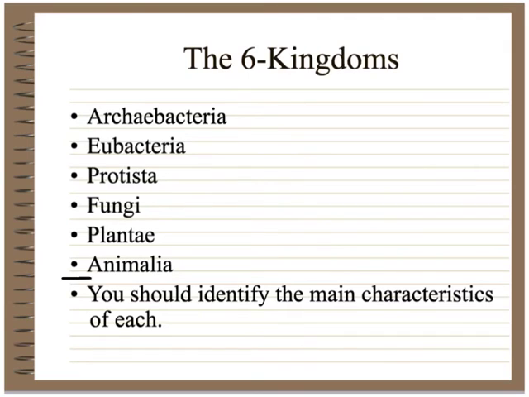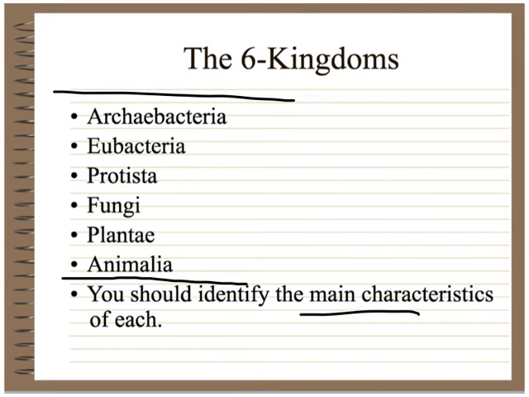Just really quickly, these are the 6 kingdoms. In the next unit, we're going to look at all 6 of these kingdoms, but what you need to do for now is maybe make some flashcards of these and know the difference between them, identify main characteristics of each, okay? But our kingdoms are Archaebacteria and Eubacteria, and these are the only prokaryotic kingdoms. Everything else here is eukaryotic.